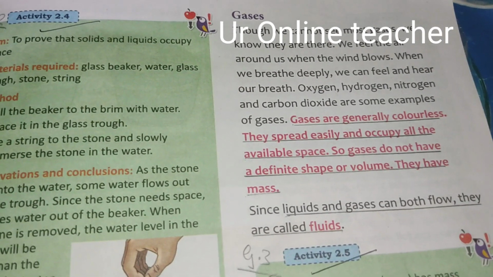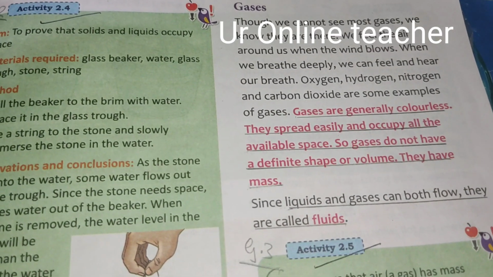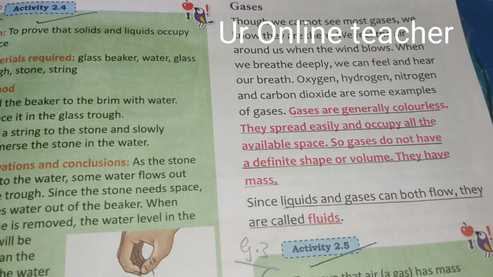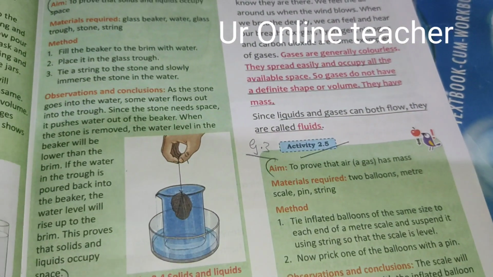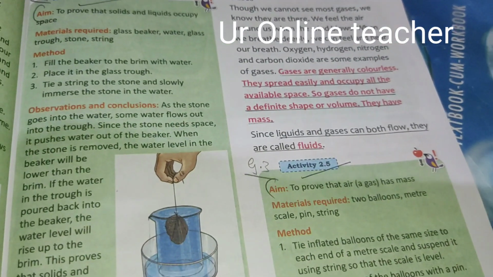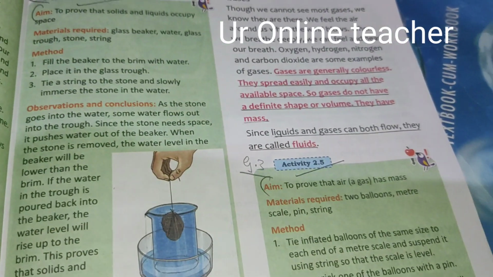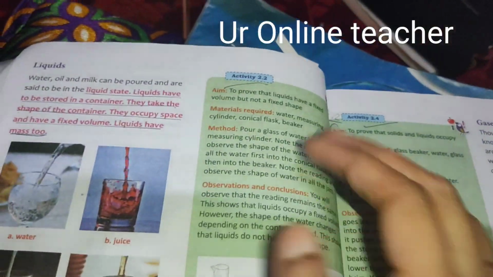Generally gases don't have color. They are colorless and they spread easily and occupy the available space. Gases don't have a definite shape or volume, but they have mass. Liquids and gases both can flow, so they are called fluids. Then here some activities are given. So let's see the activity.